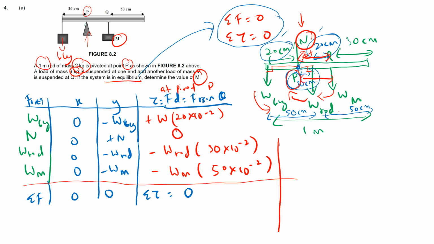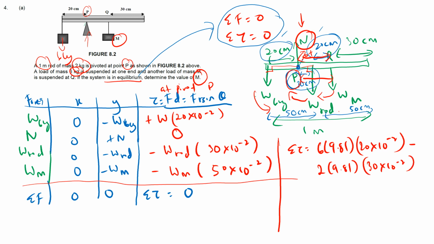Okay, so buatlah submission top sama dengan W. W tadi 6. Rasanya 6, 9.81. 20 times 10 power of negative 2 minus W root. Okay, berapa dia bagi tadi? 2 kg. So 2, 9.81. So 30 times 10 negative 2. Minus lagi WM. M we don't know mass, but we know 9.81 lah because they ask mass not weight. So weight equals to mg ingat balik tu. So 50 times 10 power of negative 2.